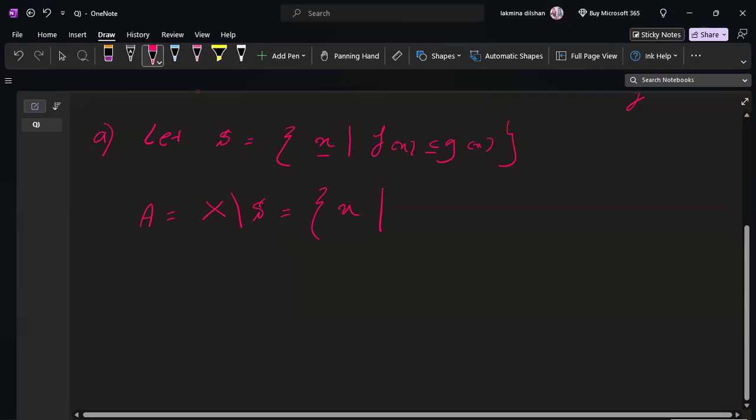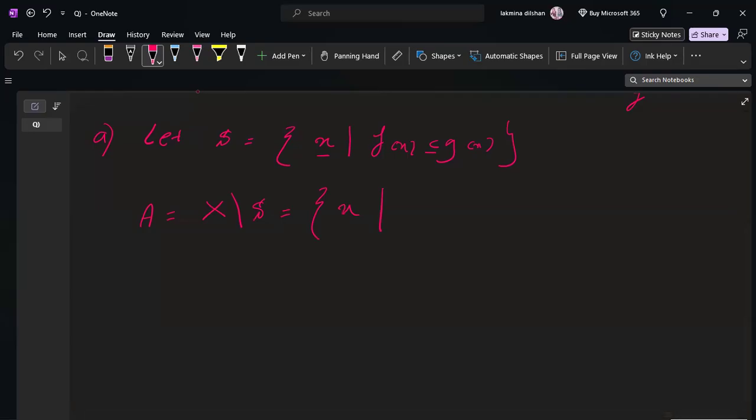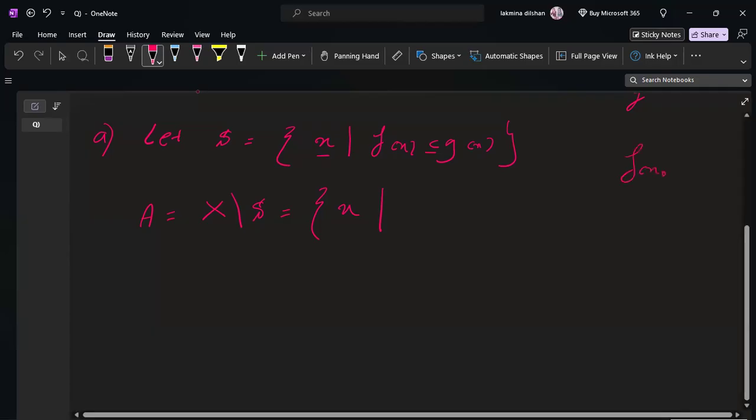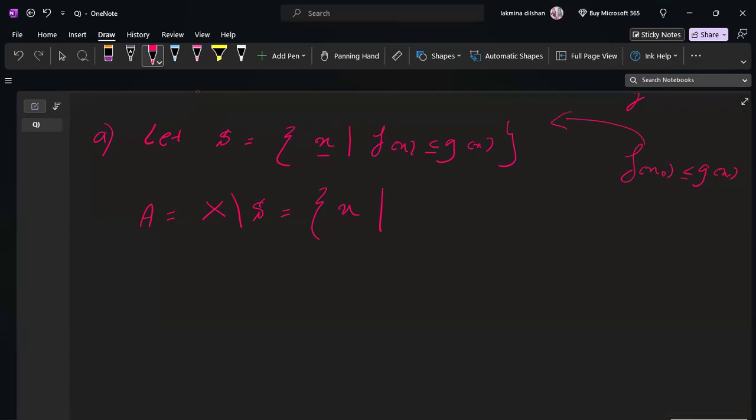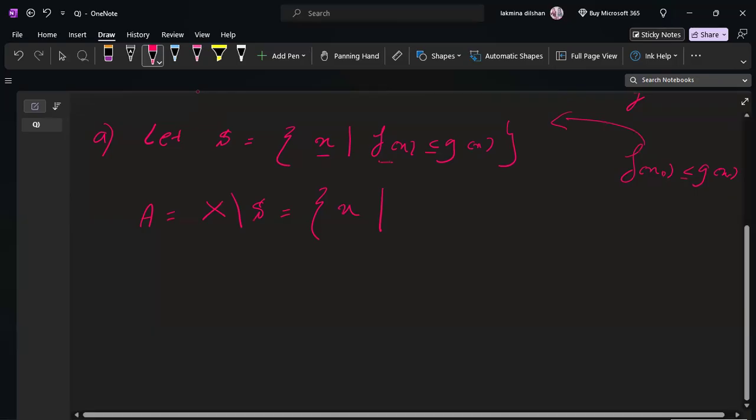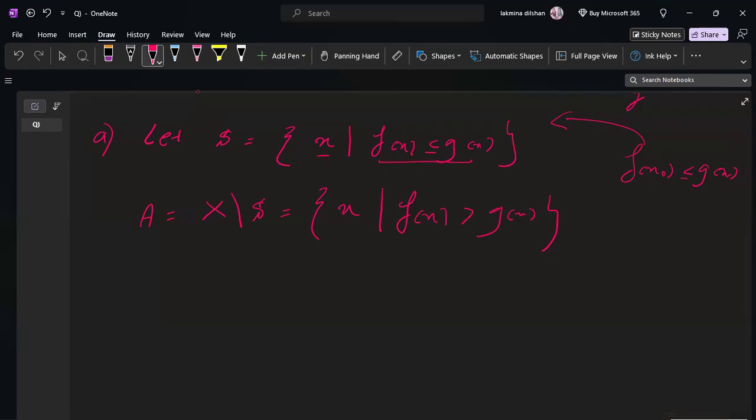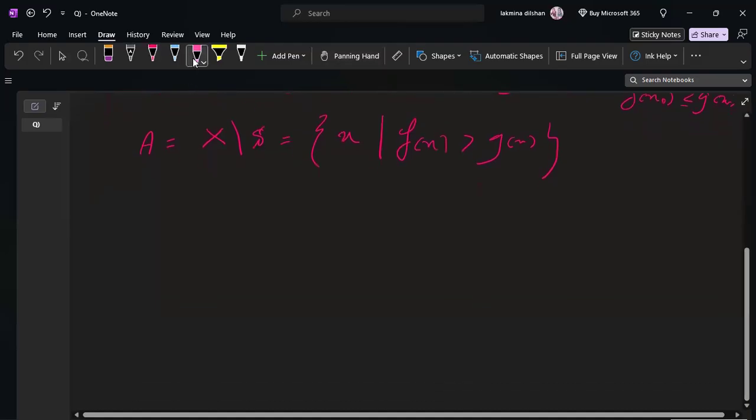Now, what are the elements that are in X but not in capital S? If some x naught satisfies this condition, we can put x naught into this set, so it can't belong to the complement of S because it's already in S. So we have to take the negation of this condition in order to form the complement. That's my point. Because if some x satisfies this condition, it can't belong to capital S. It rather belongs to the complement of this one. So we are going to prove this set is open. Our goal is to prove that this set is open.